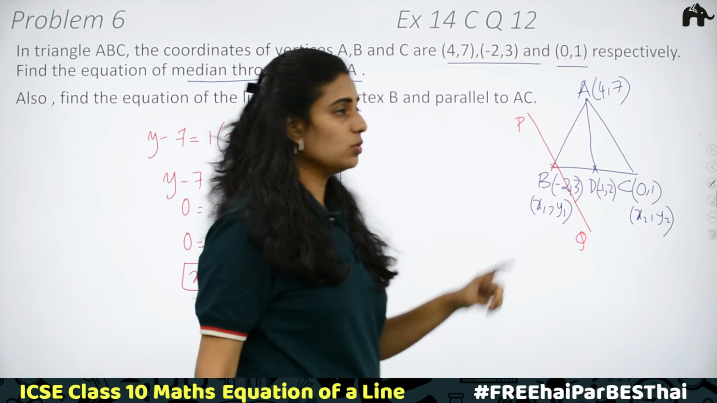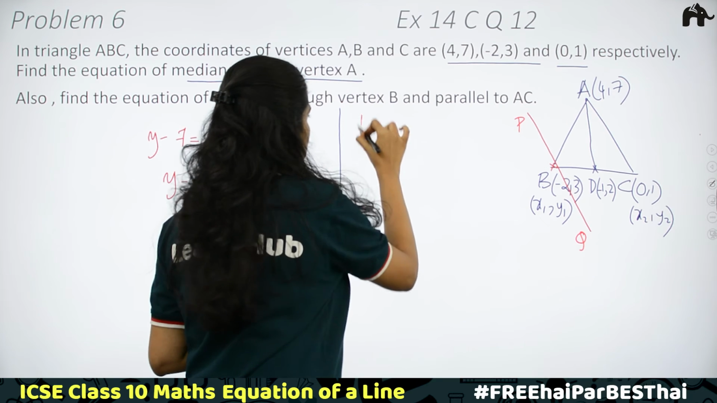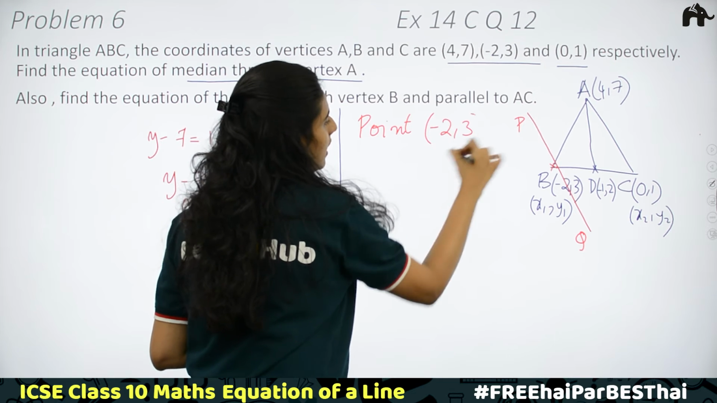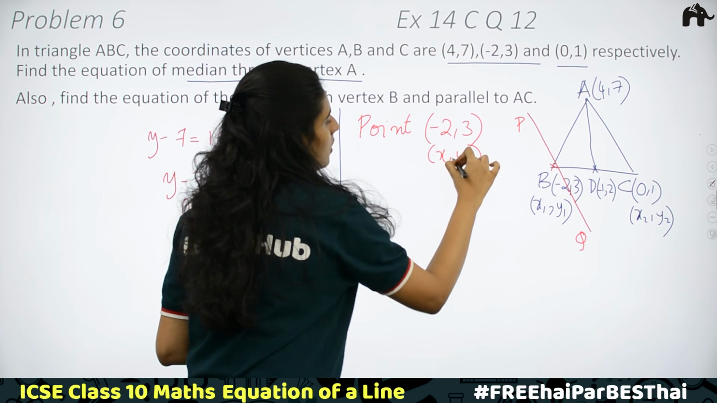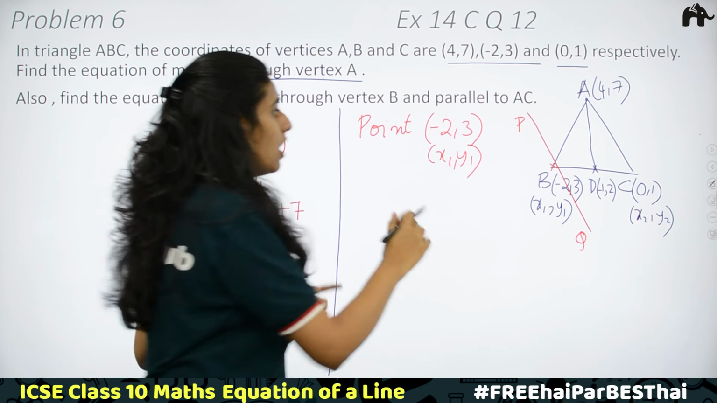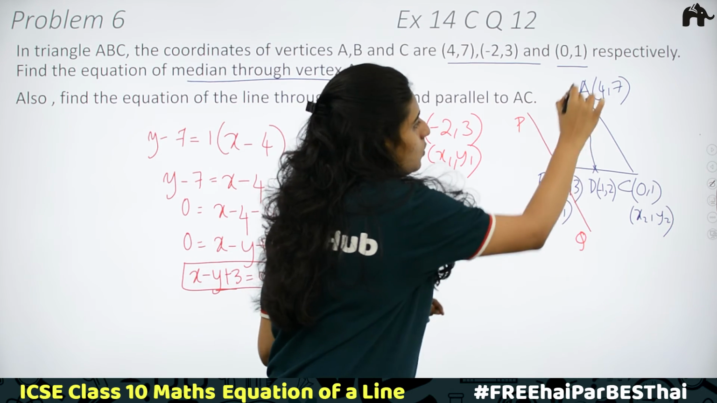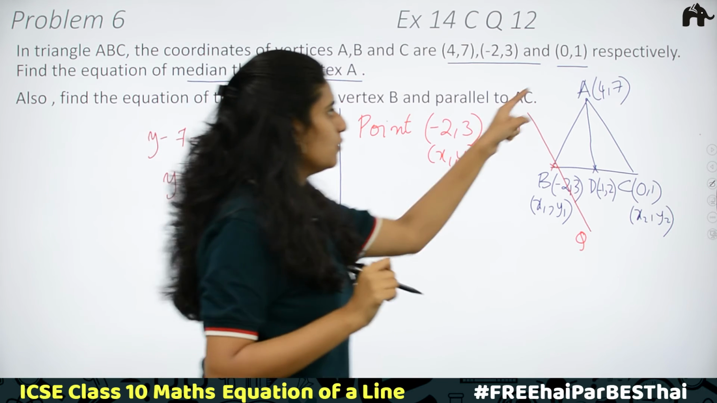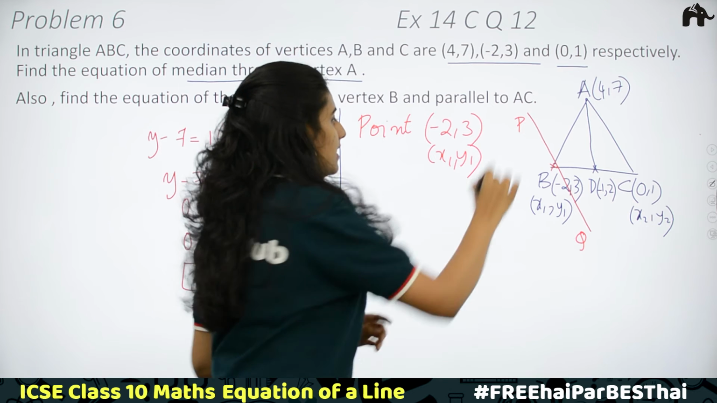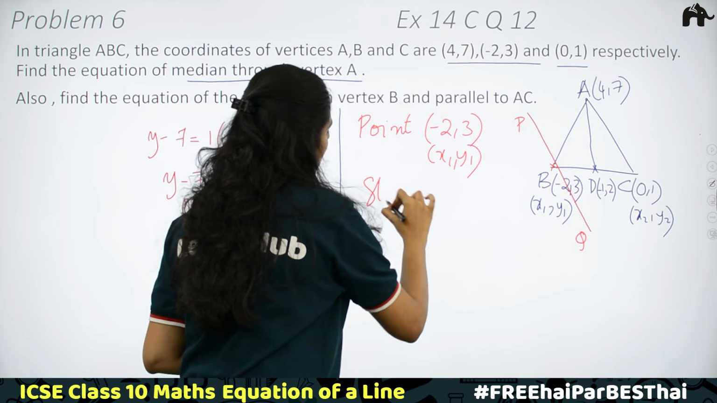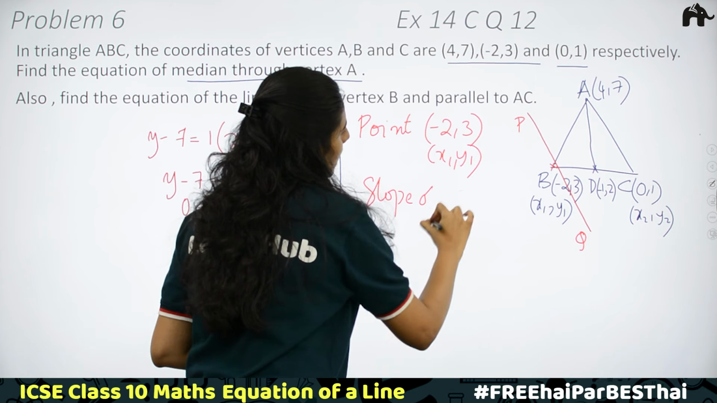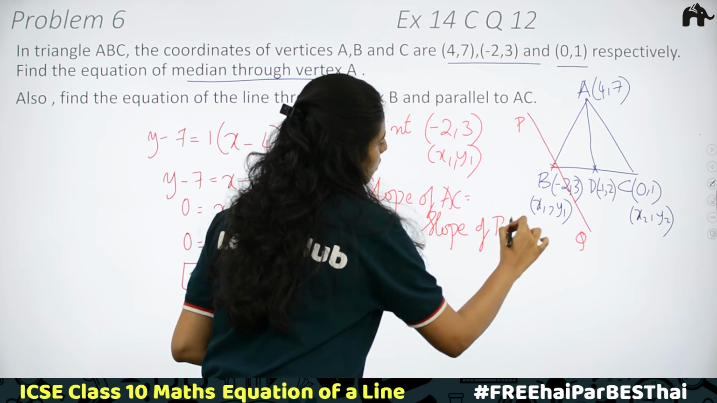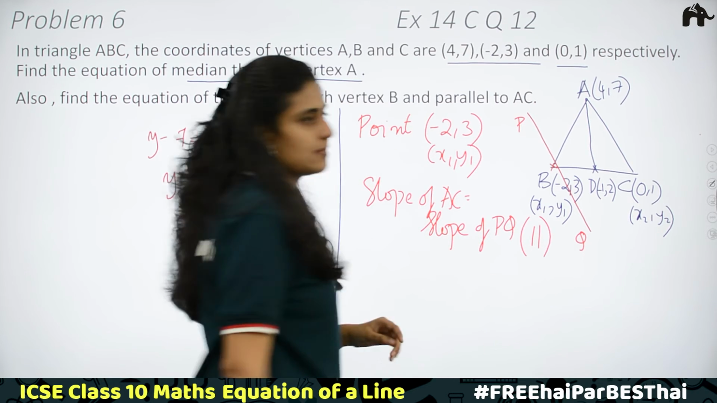About this line PQ, a point is given. The point has coordinates -2, 3. We can take it as x1, y1. So, at least we need the slope, right? Now, we also know that this line PQ is parallel to AC. In case of parallel lines, they will have the same slope. So, if you find the slope of AC, you will get the slope of PQ. Slope of AC is equal to slope of PQ since they are parallel lines.